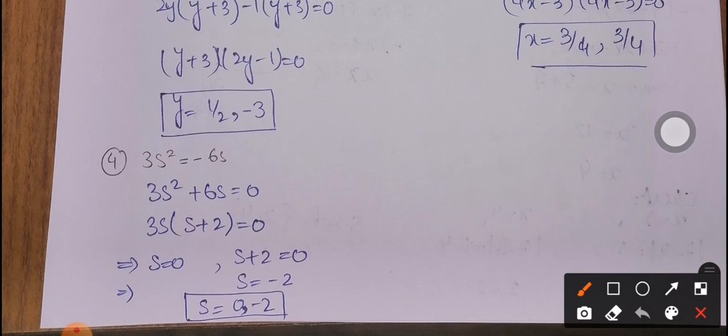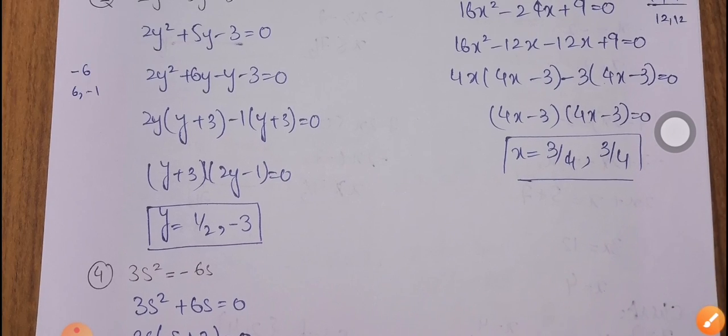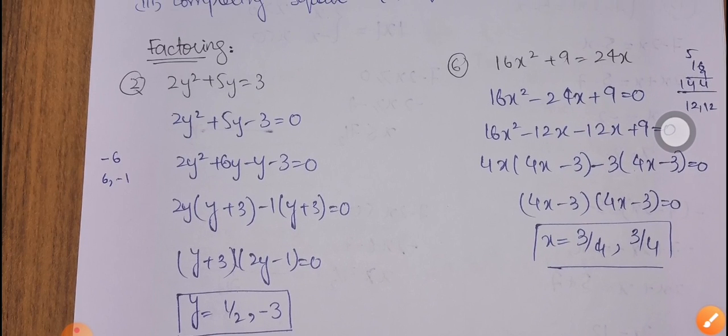So for factorization we must have 0 on the right hand side. So 3s square plus 6s is equal to 0, we will take 3s common, so we are left with s into s plus 2. So s will be equal to 0, or s plus 2 will be 0, that is 0 and minus 2 will be the two roots or solutions of the given equation.